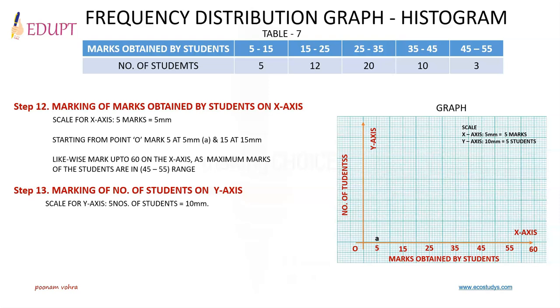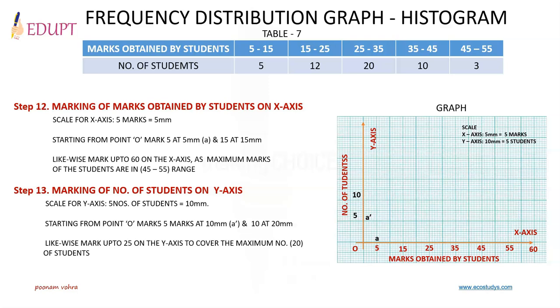Then you need to mark the number of students on y-axis. Scale we have already decided, 5 numbers of students represent 10 millimeters. So starting from O with a distance of 10 millimeters, mark 5 as a dash shown here, and then mark 10 at 20 millimeters and so on till 25, because the maximum number of students are 20.